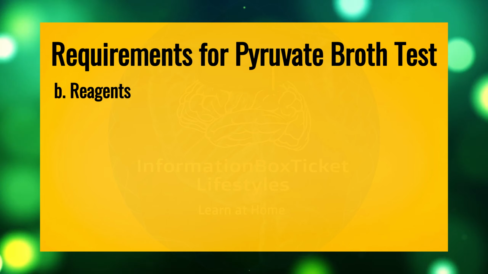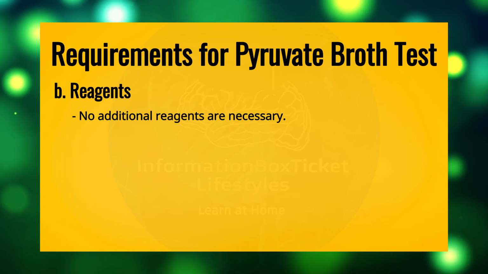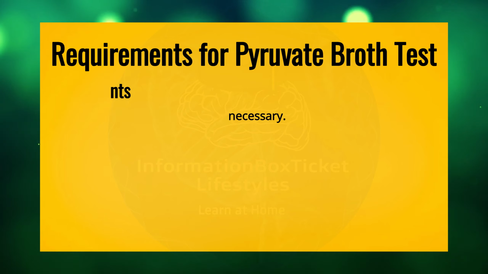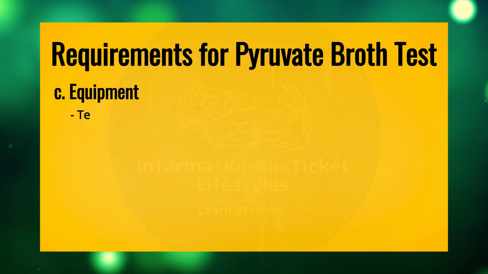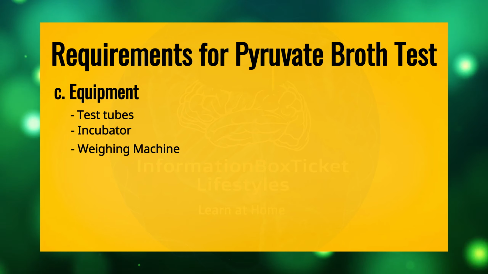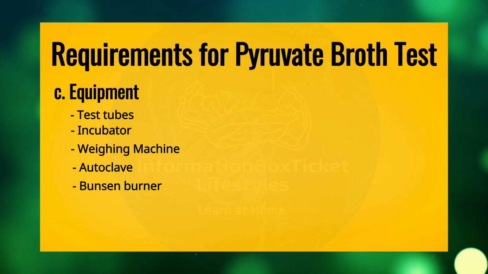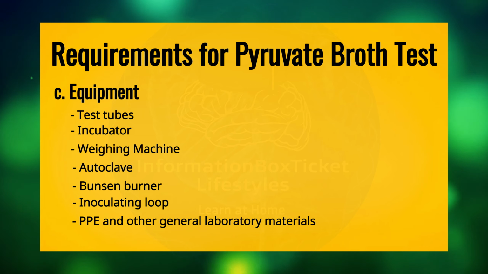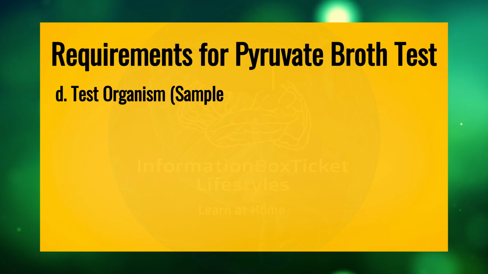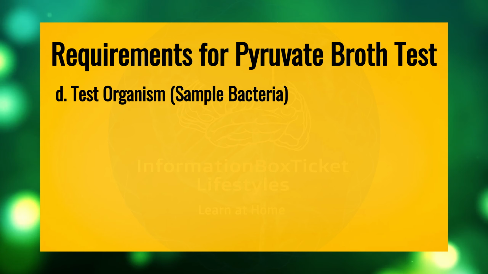Number 2. Reagents. No additional reagents are necessary. Number 3. Equipment: test tubes, incubator, weighing machine, autoclave, Bunsen burner, inoculating loop, PPE and other general laboratory materials. Number 4. Test organism, sample bacteria.